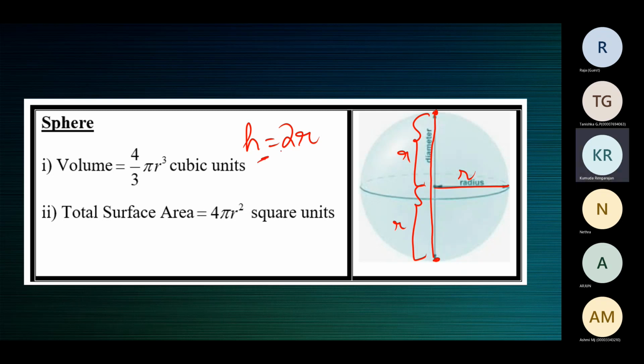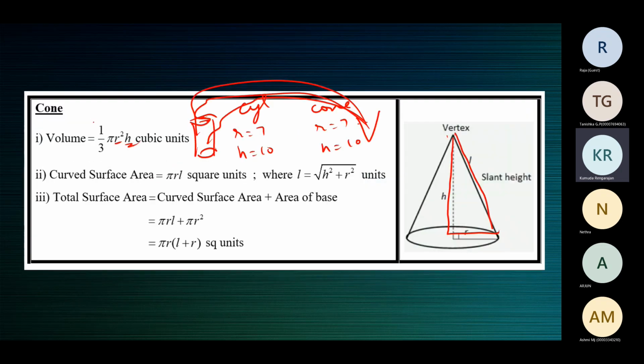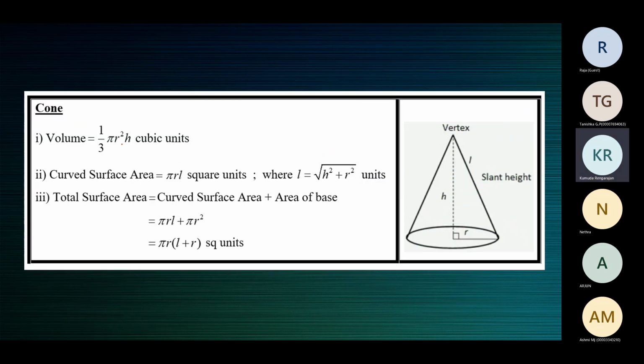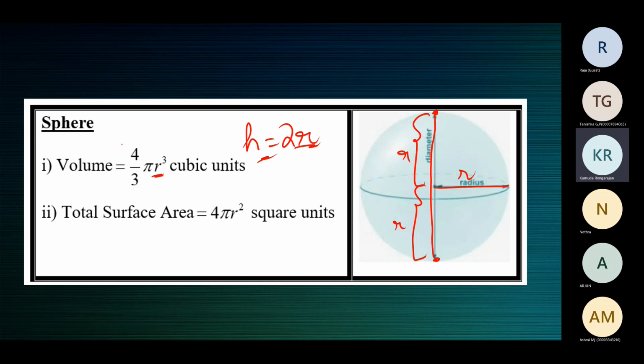So since h is equal to 2r, that's why we have r cubed here. All the while we were having only r squared. Since the height is also in r, the volume of a sphere is 4 by 3 pi r cubed cubic units, and the TSA is 4 pi r square units.